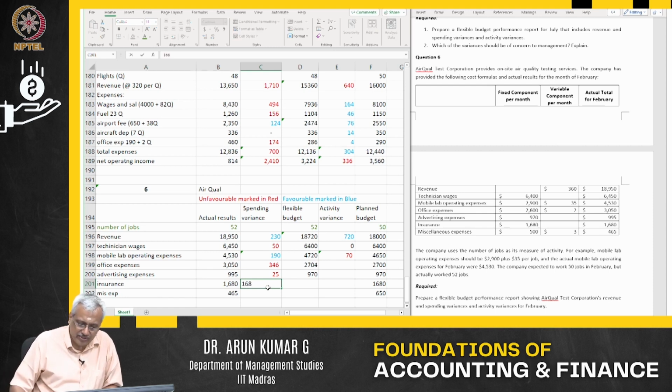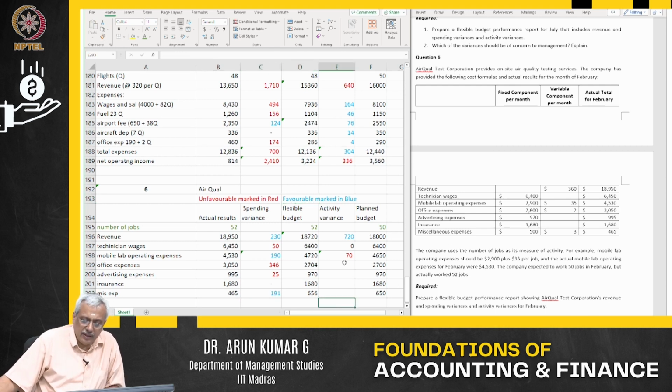My insurance, I spent the same 1680. So what happens? My variance is zero. Miscellaneous, I could have spent 500 plus 3 into the number of activity. I could have spent this, but it is highly favorable for me in this particular case, highly favorable. I am looking at this part in terms of my spending. Same thing, I'm going to look at out here. This is going to be unfavorable, and this is going to be unfavorable as well.